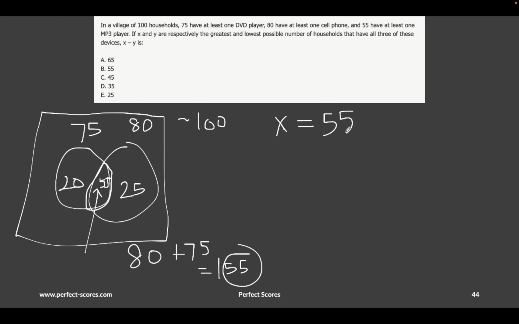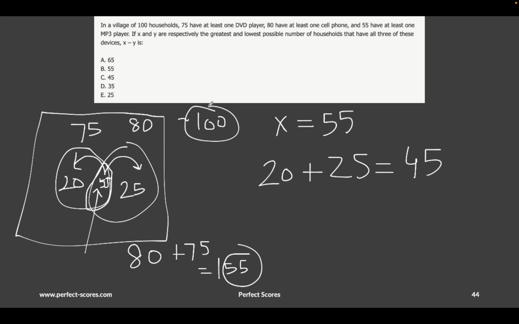Let's try to minimize this. If I want to minimize this, I would want to be bringing this here and here. I would be spilling it over to either side. So how many people who have MP3 players can I spill over to either side? The maximum number that I can spill over is actually 20 plus 25, that is 45. I cannot spill over more than that, because then I would be violating this condition that there are 100 people.